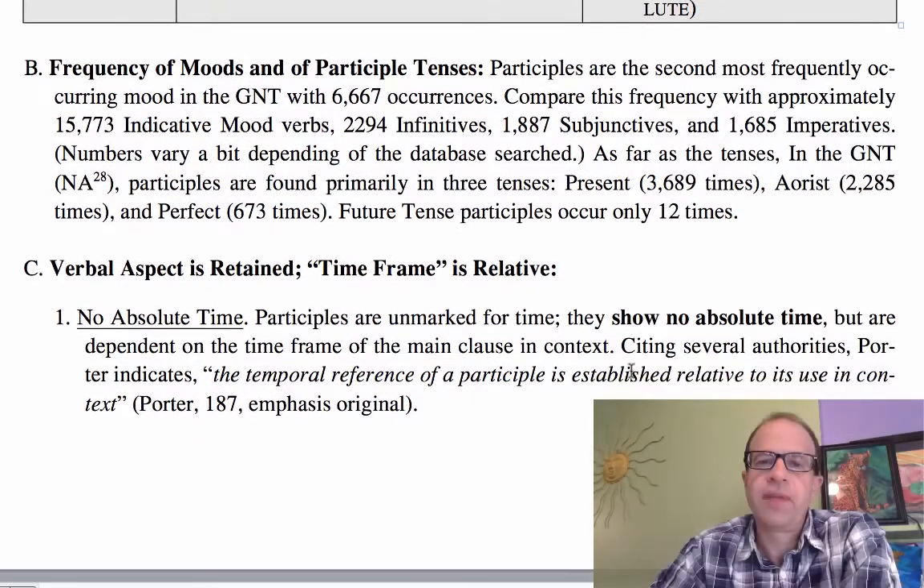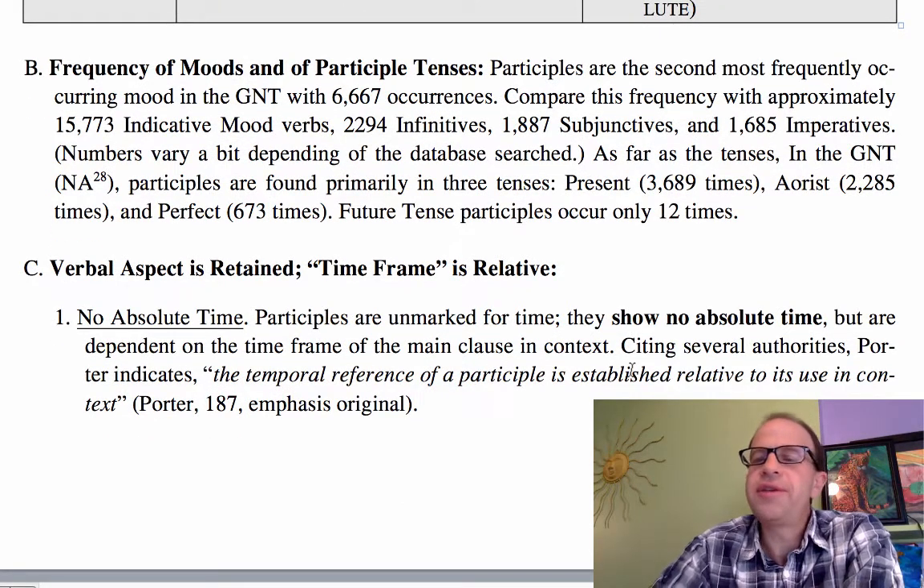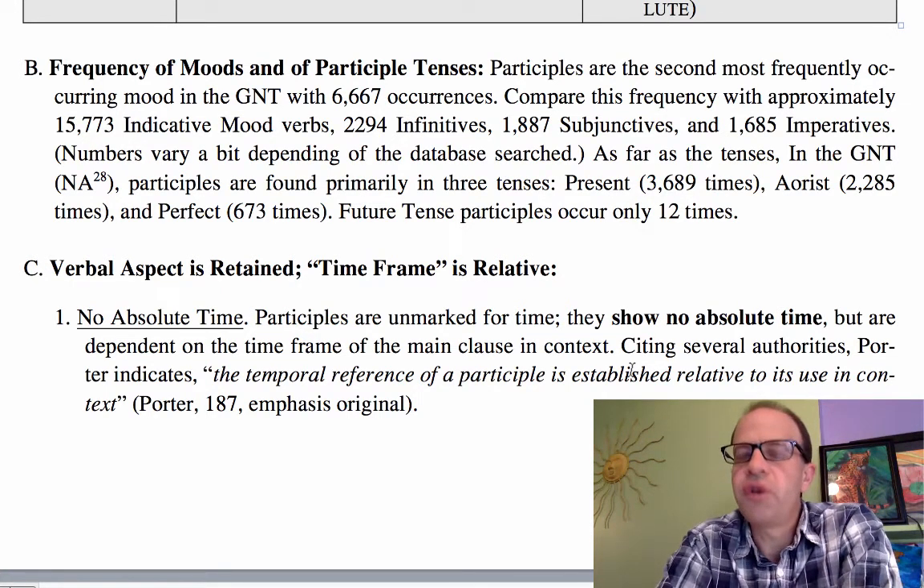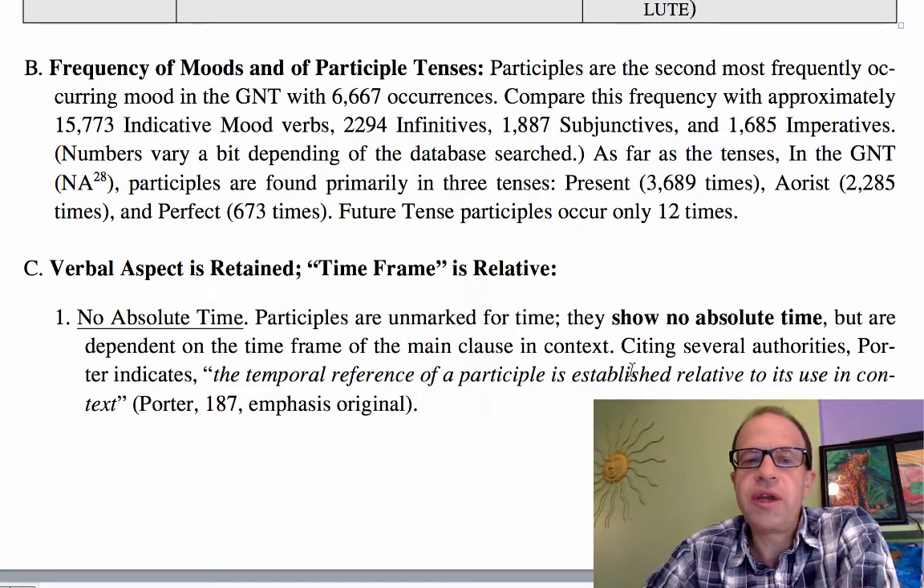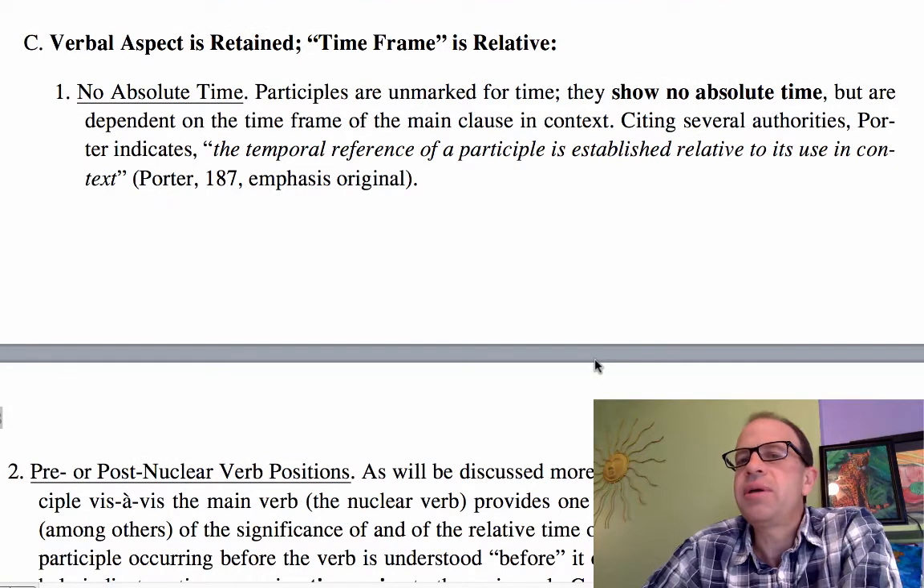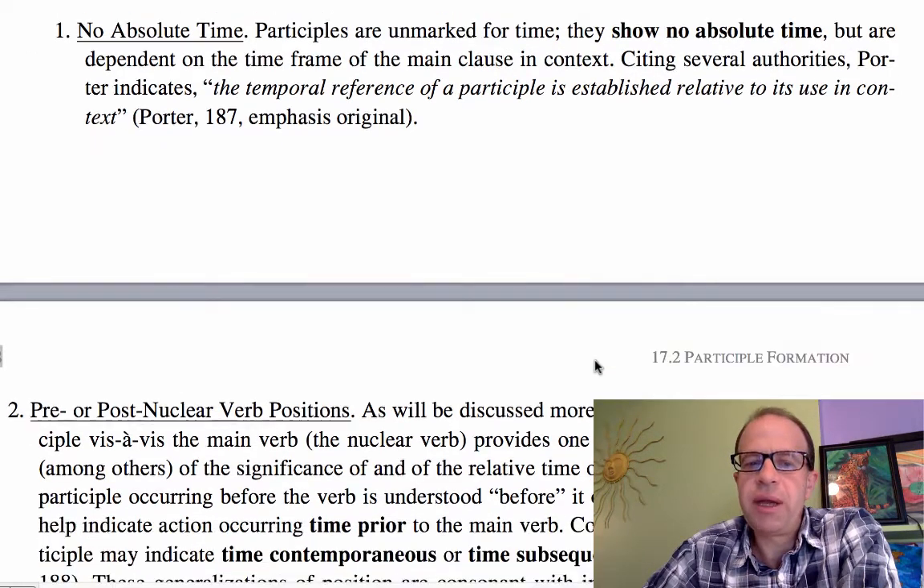In terms of frequency, the participles are the second most frequently occurring mood, with just over 6,600 occurrences. And so it's about one third of the indicative mood verbs. So you see a lot of them, and you can see the comparison to the other moods there. Verbal aspect is retained, but time is relative. So there's no absolute time with the participles, and time relationships must be determined from context and sometimes from the tense of the participle, but that has to do more with verbal aspect.